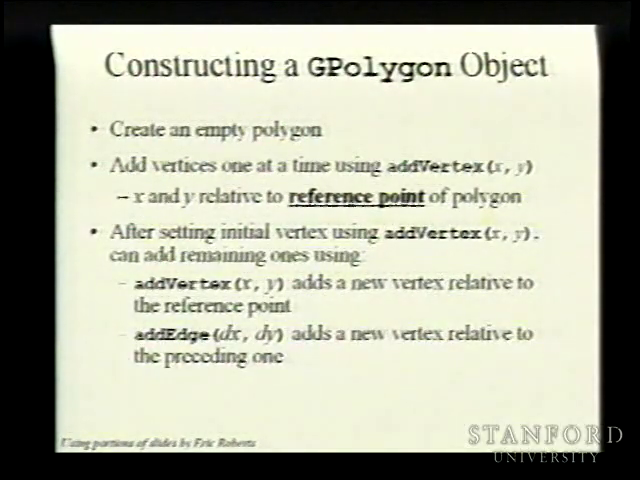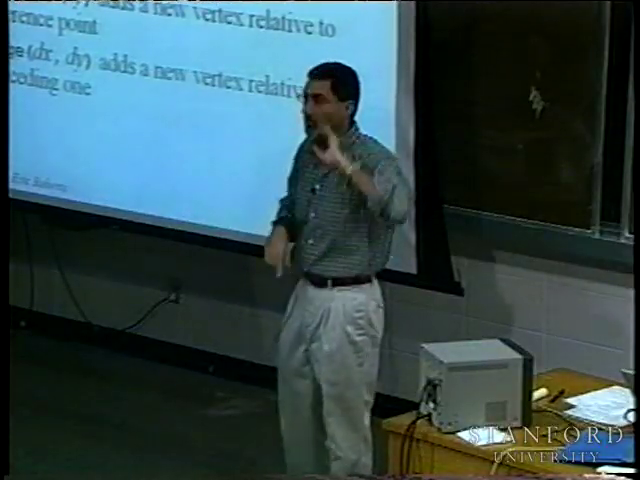After you set an initial vertex, so you need to set the first one with something called add vertex, you can set all the remaining vertices in one of two ways, because we just give you options. We like you. One way is just to keep adding vertices. When you call add vertex again, it adds a new vertex, again relative to the reference point, and it essentially creates an imaginary line between the last vertex you just added and the new vertex you added. That's how you're getting the edges of your polygon. You're specifying the corner points.